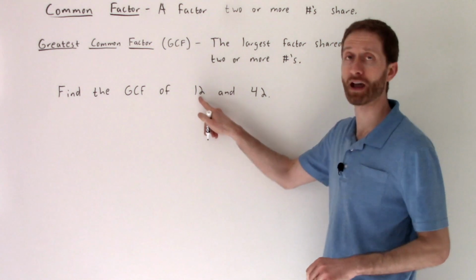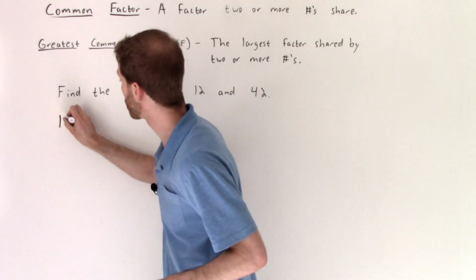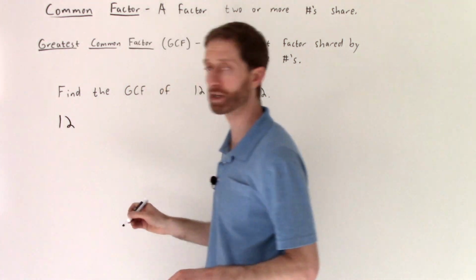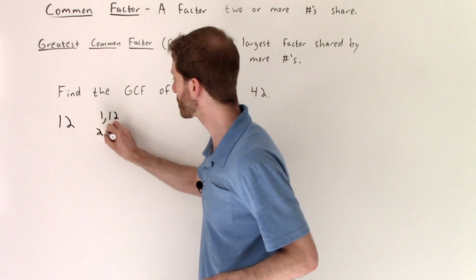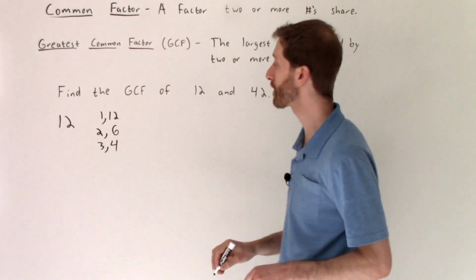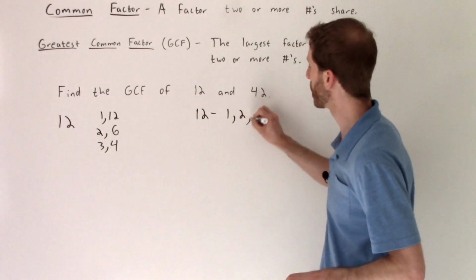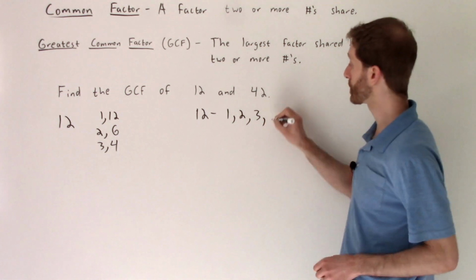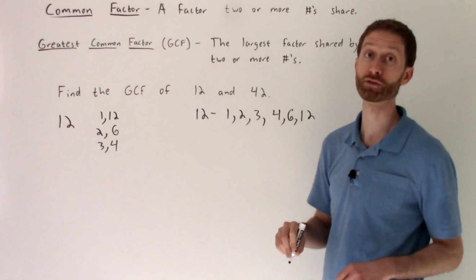Well, you list out the factors of 12 and of 42. So let's start out with the factors of 12. Let's think about that. Well, we've got 1 and 12. We've got 2 and 6. And 3 and 4. And then they're just going to start repeating. So the factors of 12, and I'm going to list them right here, are 1, 2, 3, 4, 6, and 12.